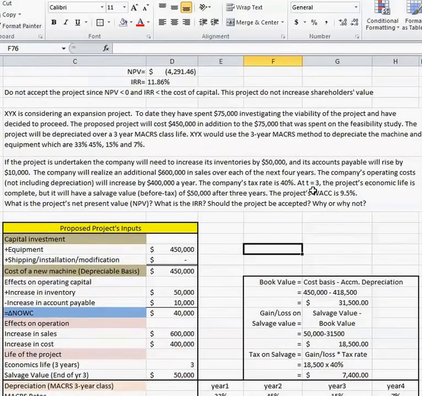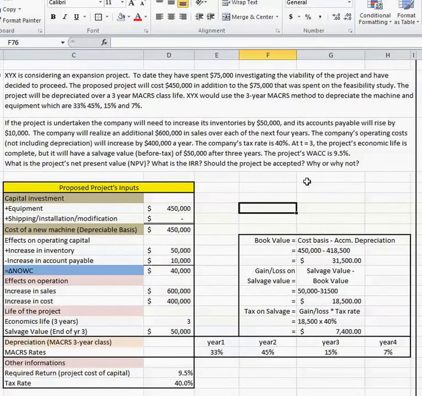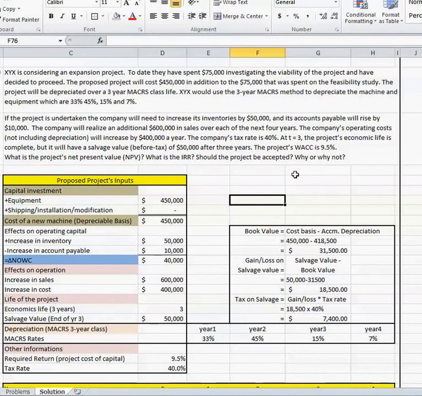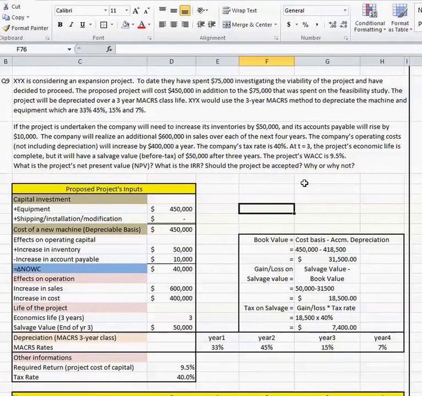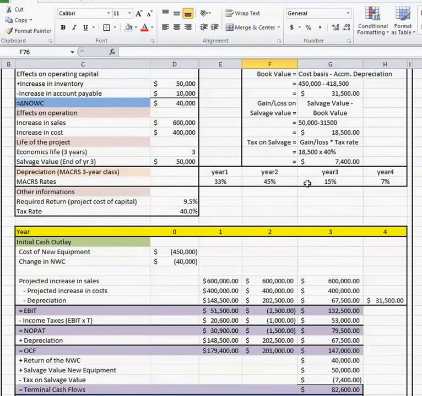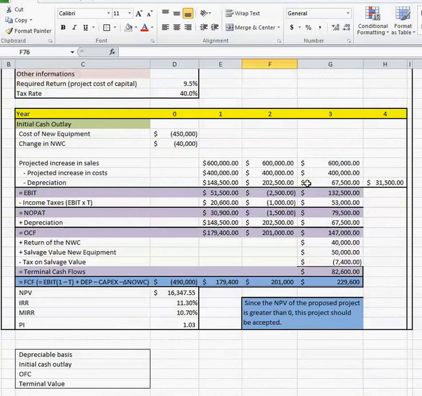Hello everyone. In this presentation, I'm going to show you how to solve a capital budgeting problem. So here you are given a situation. You need to figure out the cash flows and then use any of these capital budgeting techniques, net present value approach or internal rate of return, whatever you would like to use. Just use at least two of them and find if this project is a good project or not a good project. Okay, so first of all, I'll start with some of the important things you need to consider.